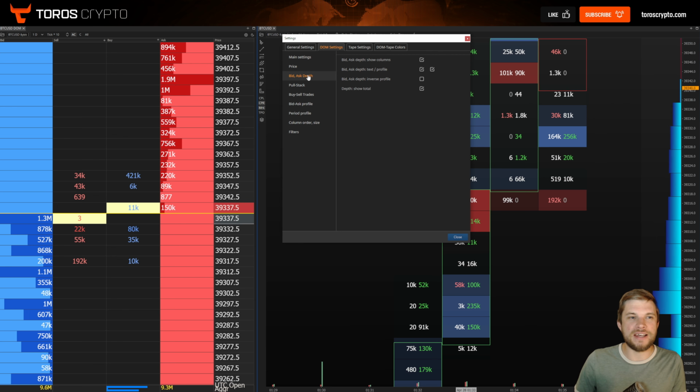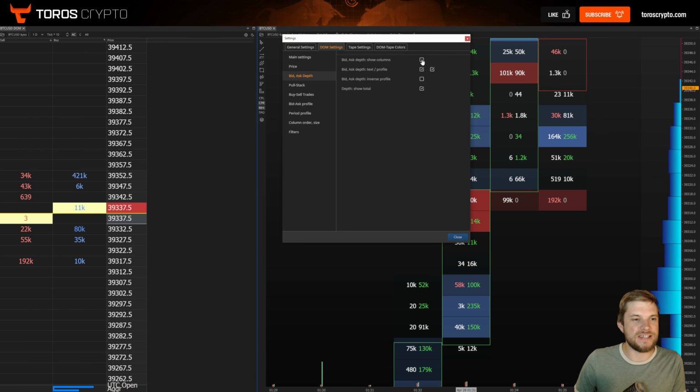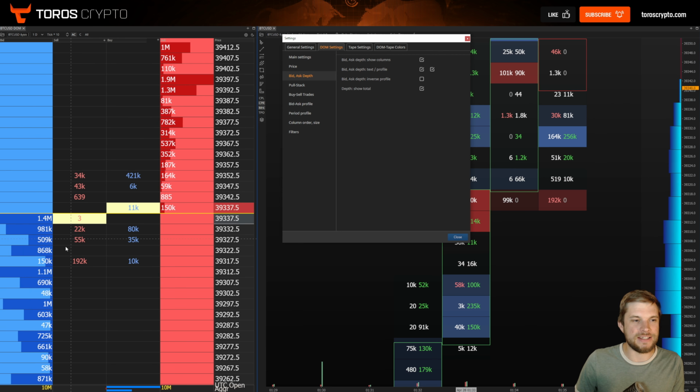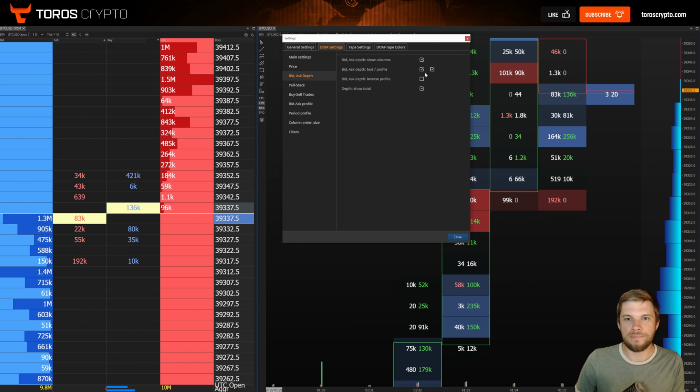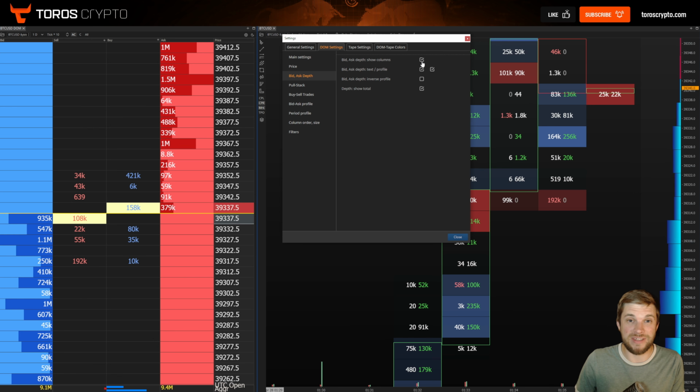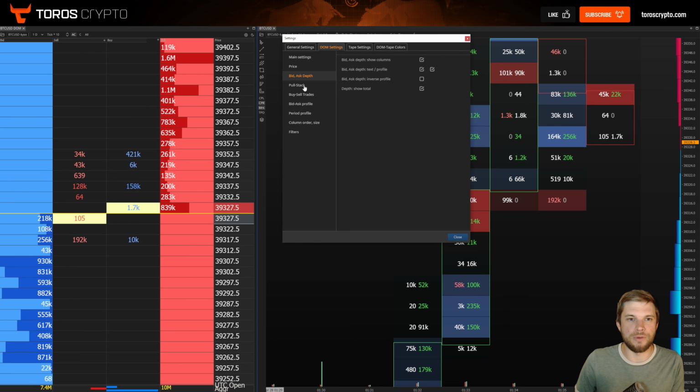You then have your bid ask depth. The bid ask depth, as you can see, appearing and disappearing on the side, is what we've just been talking about. That is your bid on the left and your ask on the right in that blue and red. And you can change some of the settings here to show text, to show the bars, to show the total, or invert it, things like that. So that is your bid ask depth.